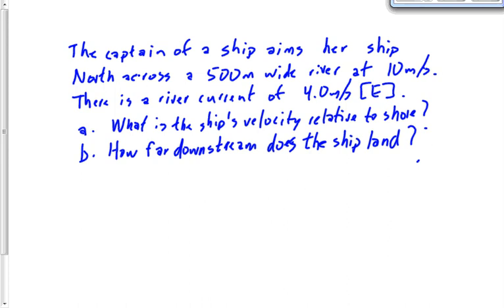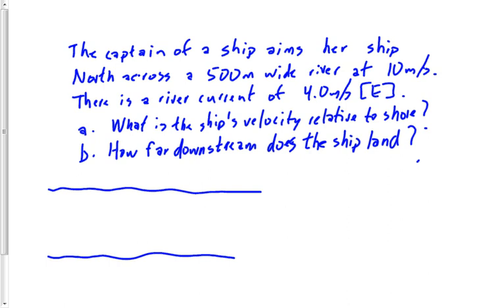Okay, let's take a look at it here now, everyone. The captain of a ship aims her ship north across a 500-meter wide river at 10 meters per second, river current of 4 meters per second to the east. Let's draw the river out here. Okay, there's my river. The river is 500 meters wide, so let's draw that in here. Not as part of our vector diagram, but just as part of the bigger picture here.